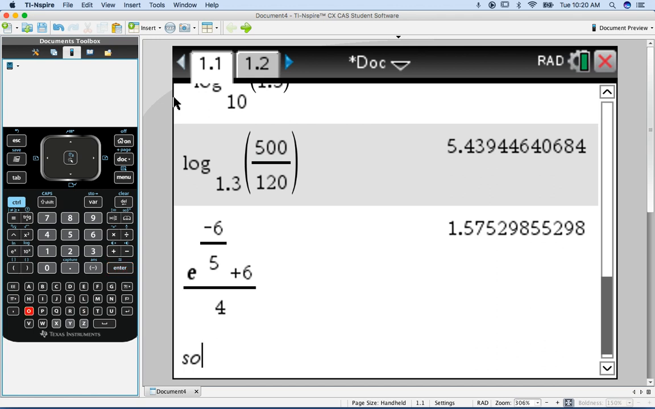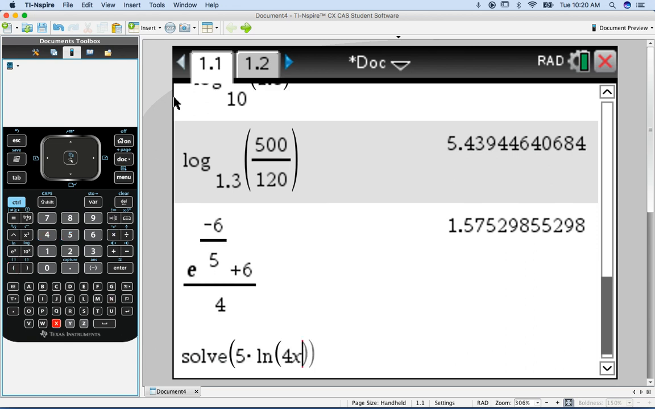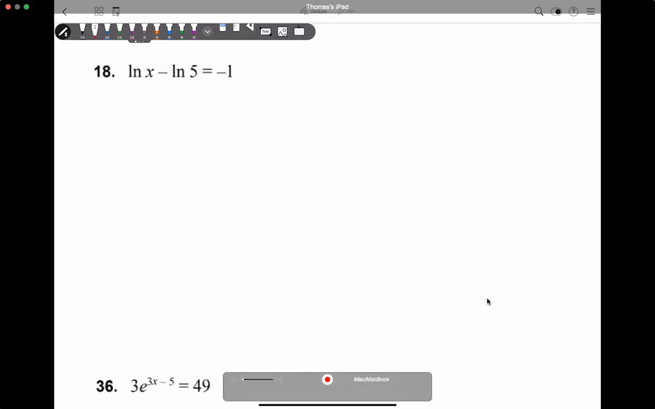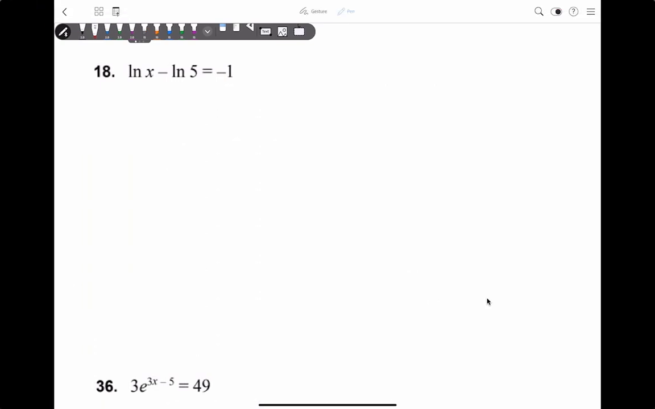So we'll say solve feature, menu 3.1, 5 times the natural log of 4x minus 6 is equal to negative 6, and solve for x. And then you see that's exactly what we got when we did it the algebraic manipulation way. Again, please do not use the solve feature. I cannot stress that enough, or you will be hurting yourself a lot because you're losing a lot of valuable experience and practice.